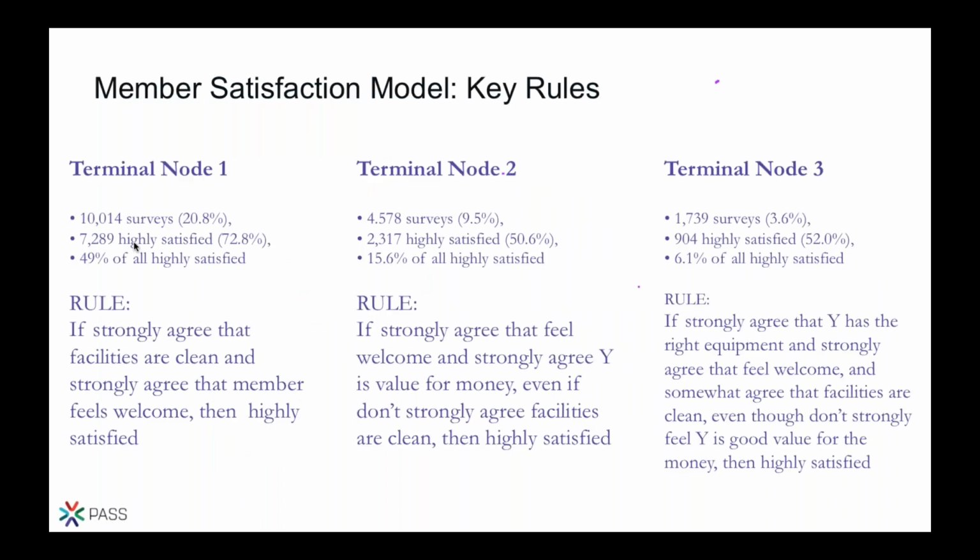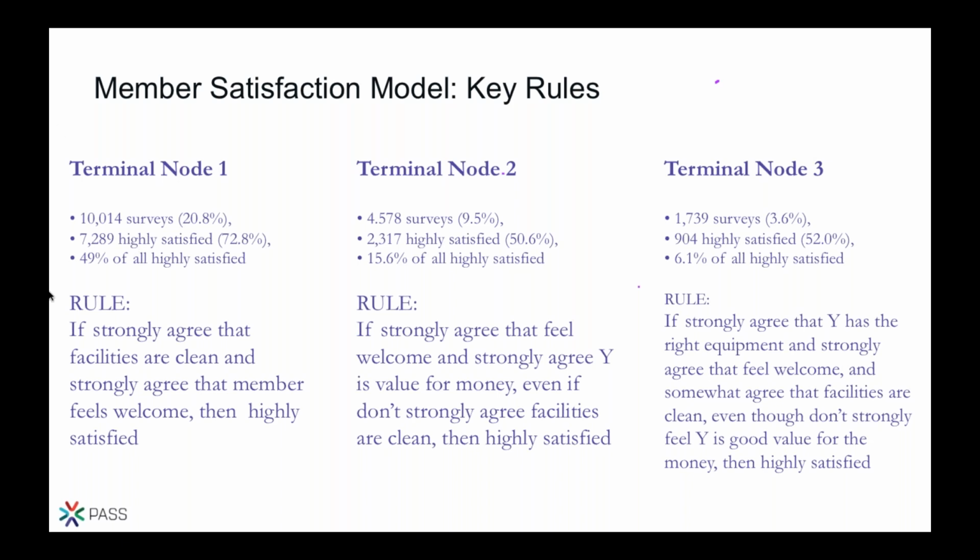So let's look at some of these rules. Terminal node number 1, the best terminal node, was this. If you strongly agree the facilities are clean and you strongly agree that member feels welcome, then you're highly satisfied. And what the terminal node describes is the population that matches that rule. Again, the decision tree finds this automatically. You don't have to build this. It's induced, it's built from the data.